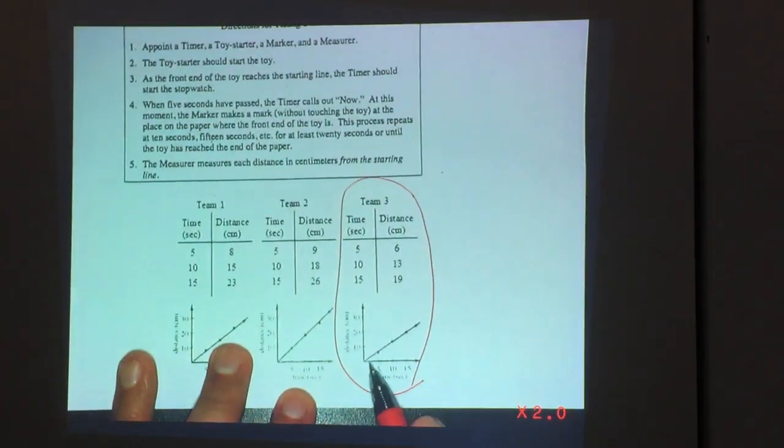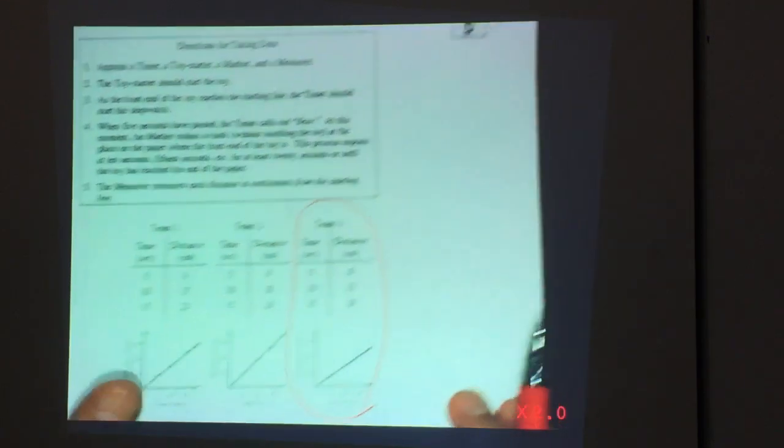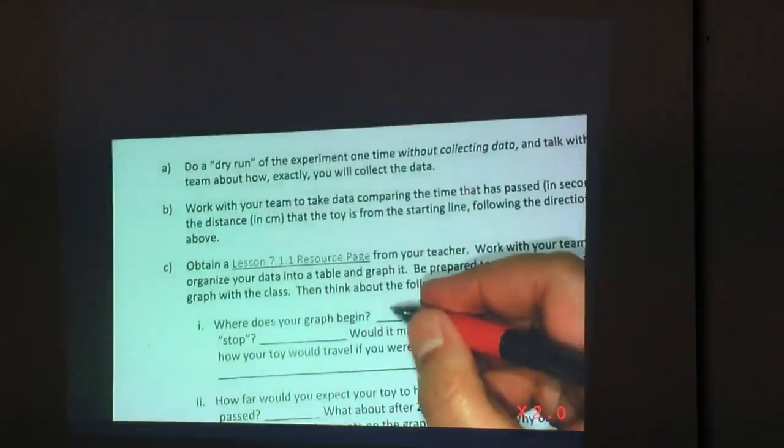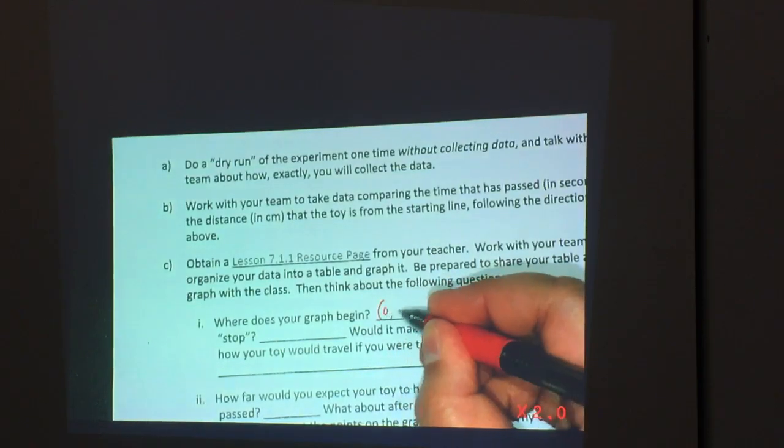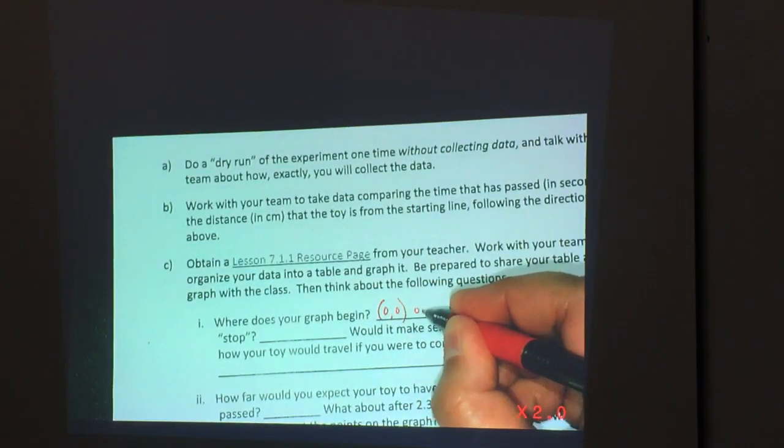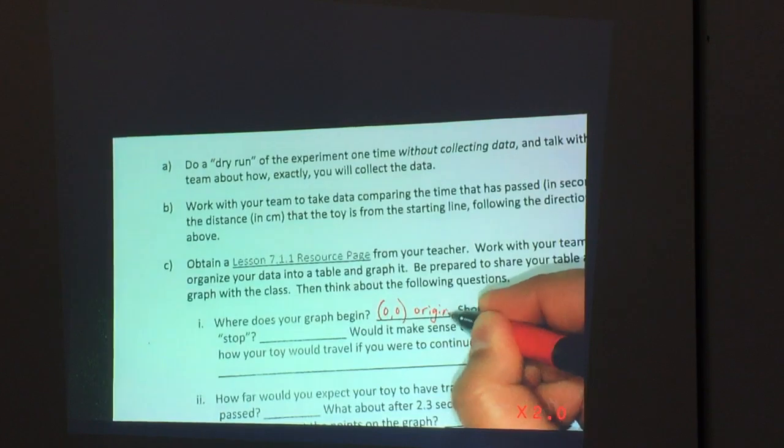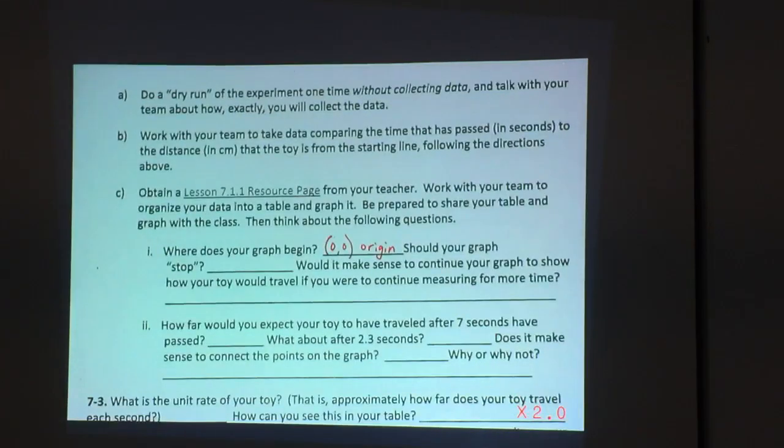Okay, so let's go back and look at this. So where did the graph begin? Right here. What are the coordinates of this point? 0, 0. Do you know the special name of that? Starts with the letter O, origin. So let's put this here. Our graph began at 0, 0, which is also called the origin. Sorry, that was crooked. Okay.